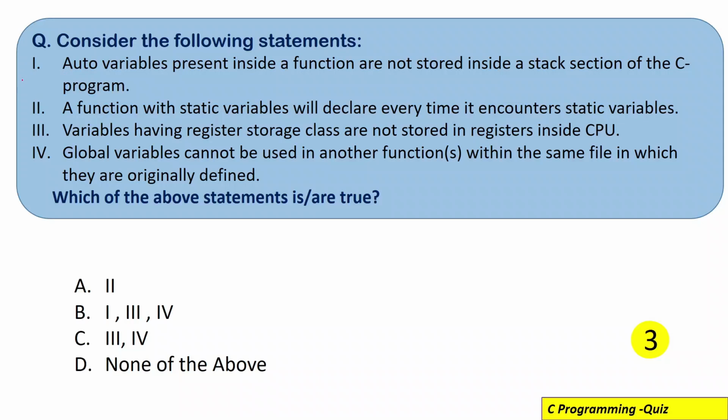Hello everyone. So in this question, we are given some statements and we have to find which statements are correct. These are the four options that are given to us. These statements are giving information about auto variables, static variables, register and global. So this question is something similar to your storage classes.